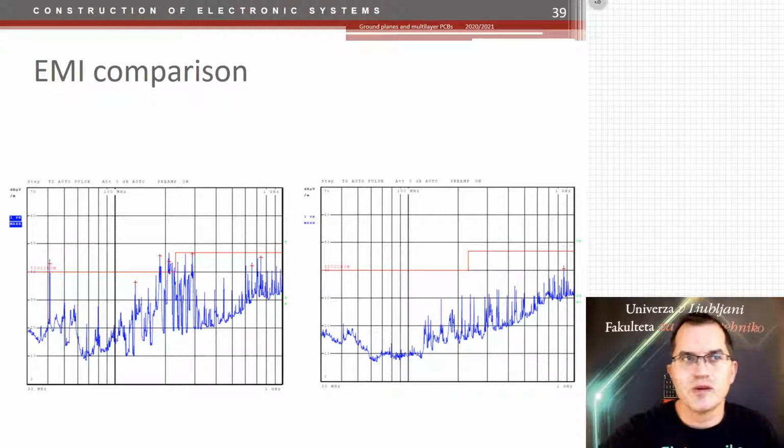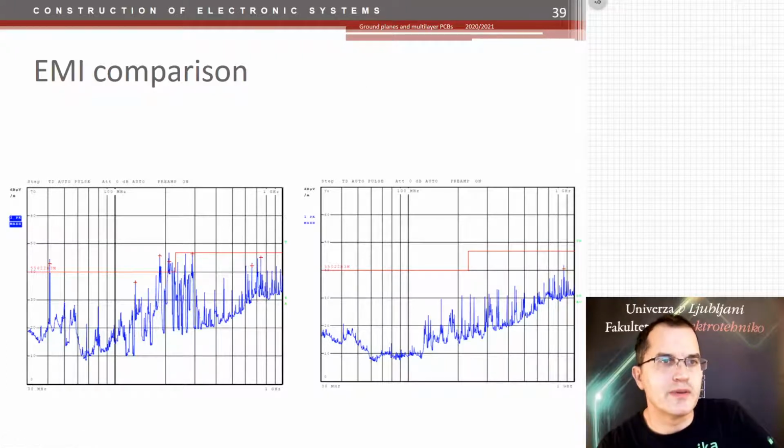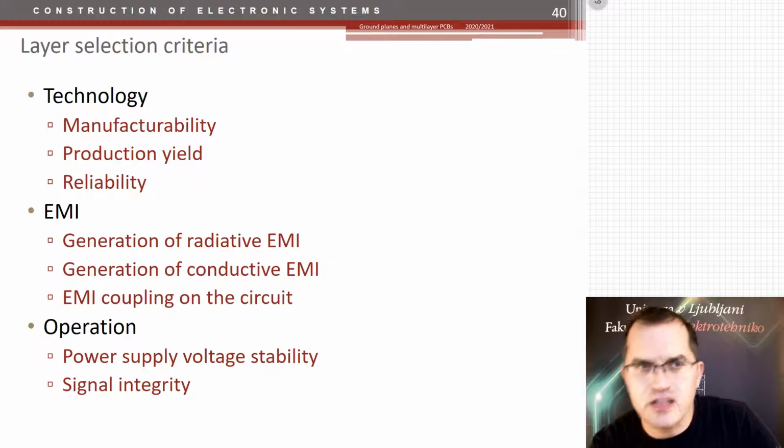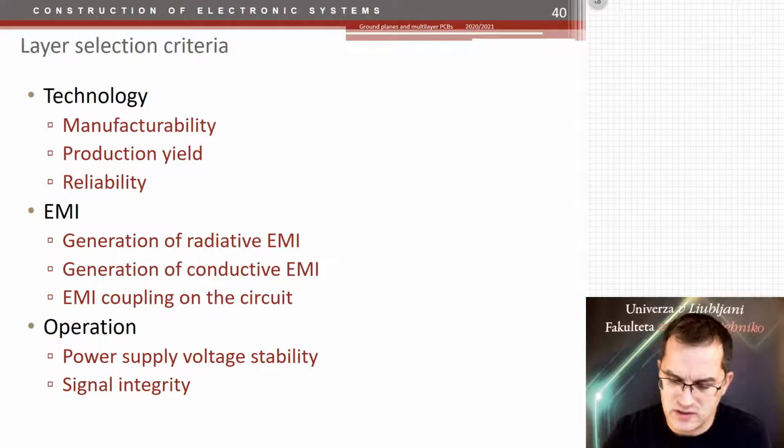Now, how would you go to a multi-layer PCB? How to choose the layers? What type of layers? What arrangement? This is quite a big question.